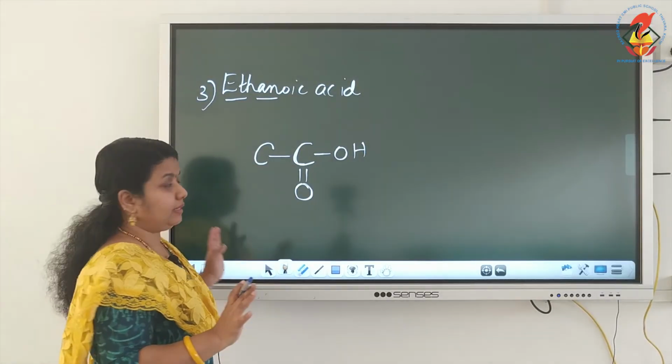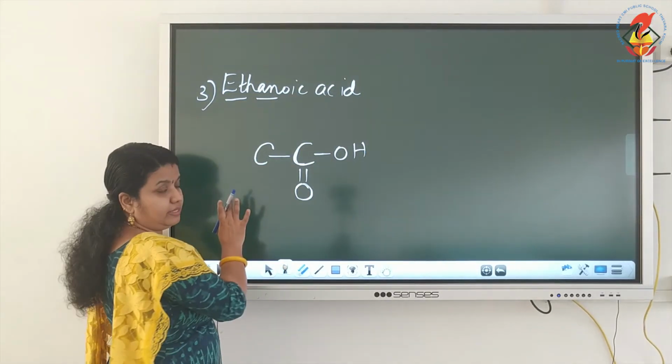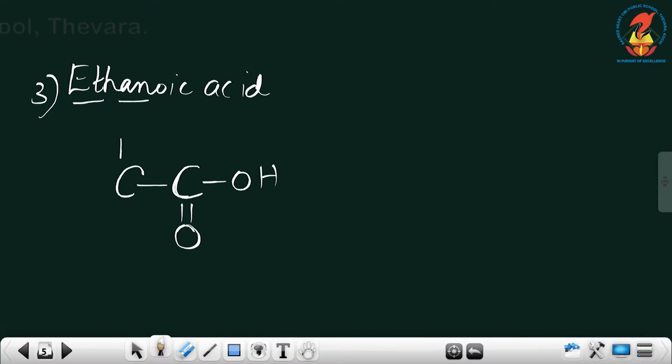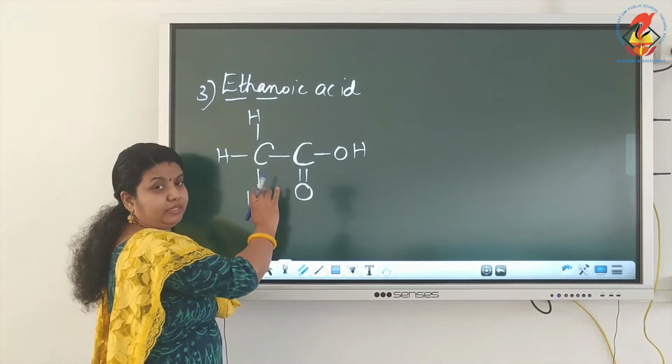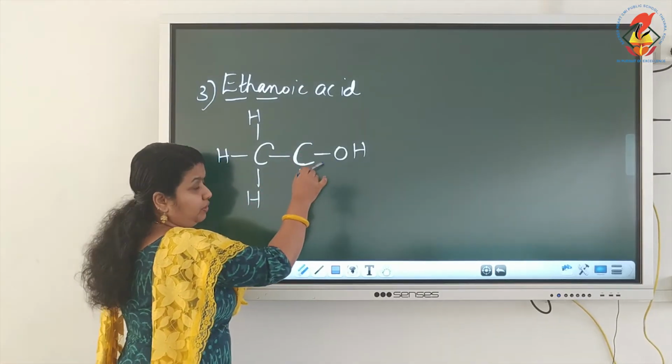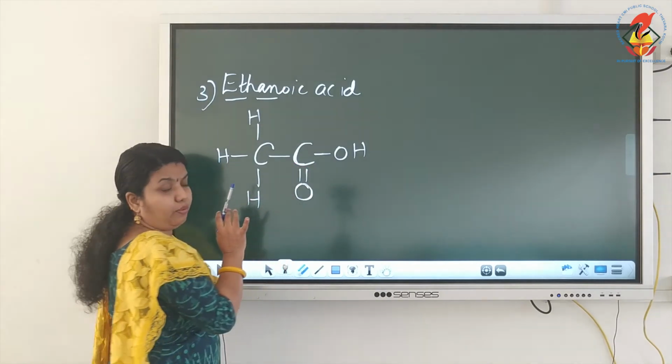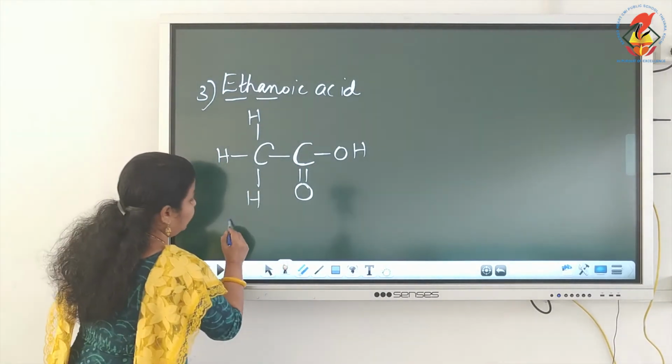Now everything is written. Now what is left? Valencies. First carbon has 1 valency occupied. It has 3 free valencies where you have to write the hydrogen atoms. Don't write any hydrogens on the carbon which has the functional group, because all 4 valencies are already occupied. So what is the condensed formula?